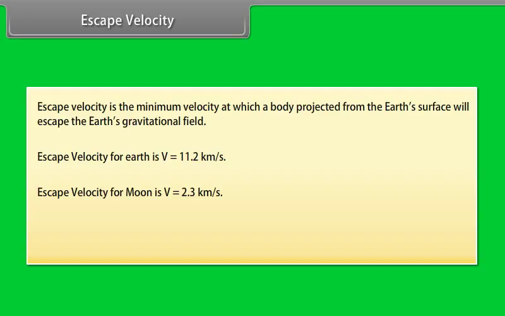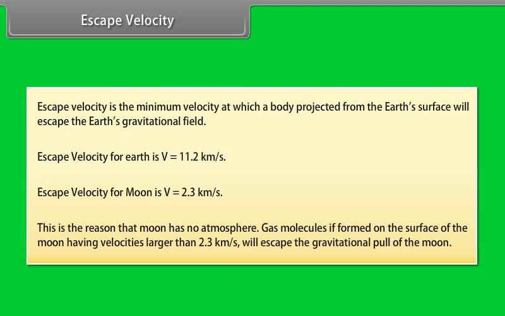Escape velocity for Moon is v = 2.3 km per second. This is the reason that Moon has no atmosphere. Gas molecules, if formed on the surface of Moon having velocities larger than 2.3 km per second, will escape the gravitational pull of the Moon.